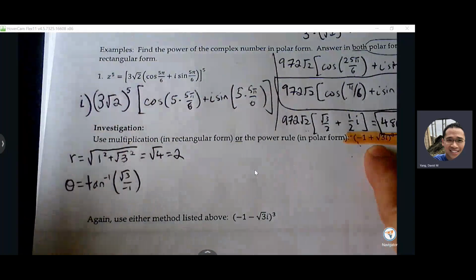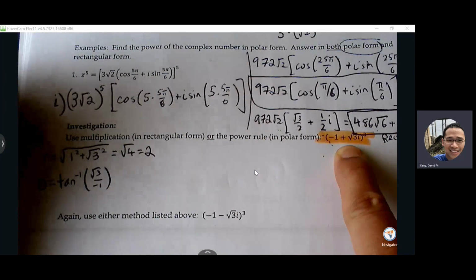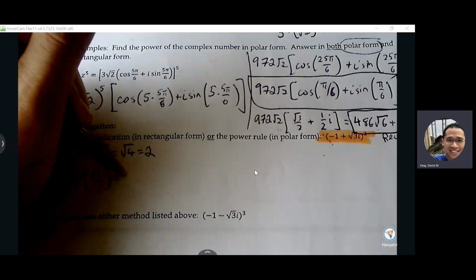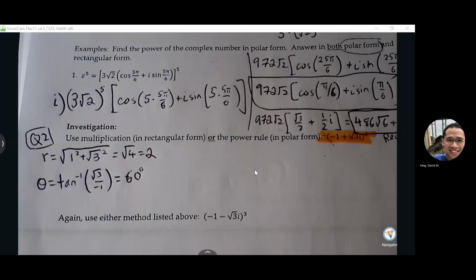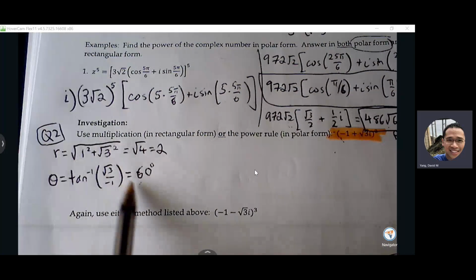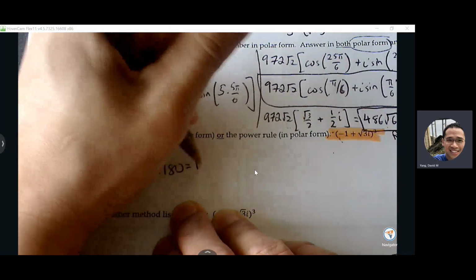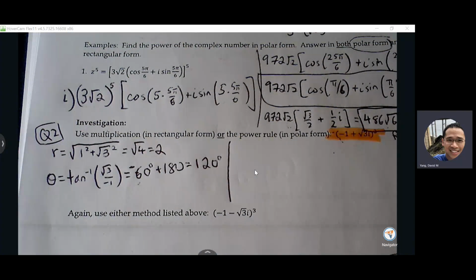So it's important for us to know which quadrant we're in here. Negative 1 plus root 3 i, which quadrant is that? Quadrant 2. So we know this is going to involve that 60 degree, or pi over 3, reference angle. But we want to get this into the second quadrant. So what do we do? Involve 180, right? So 180 minus 60, which is 120. So you're going to have to know your inverse tangent, or find your tangent values using your unit circle, right? Sine over cosine, so y over x.